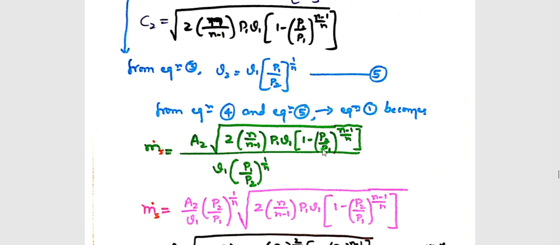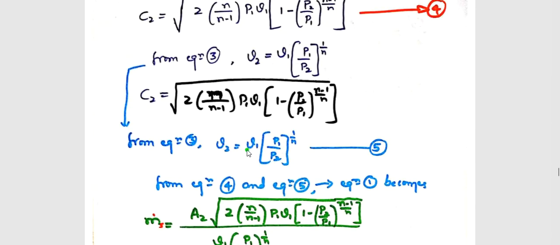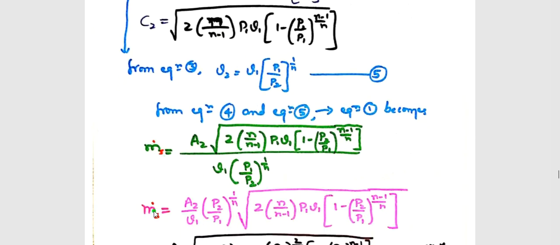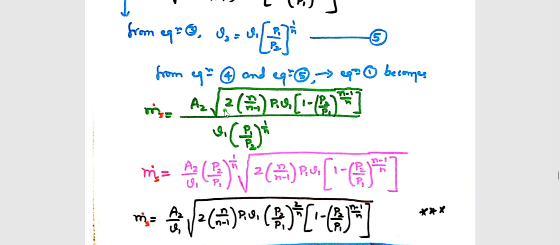2 by n minus 1 P1. Nothing I have changed, everything is same. Just I am substituting the expressions. So V2 in the denominator, V2 is equal to, here same equation I have written. Now left hand side is same, mass flow rate. And dear students, now instead of writing in the denominator P1 by P2, if you take it to the numerator, it will become P2 by P1. So A2 by V1 as it is. So this term I have taken to the numerator, it will become P2 by P1 to the power of 1 by n. So square root of, and remaining all terms are as it is, nothing changed.